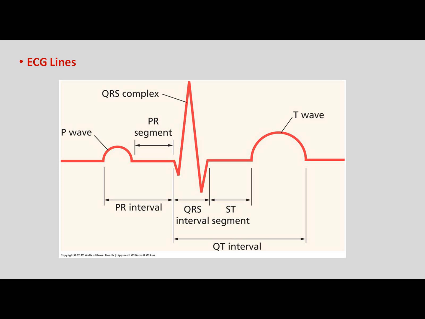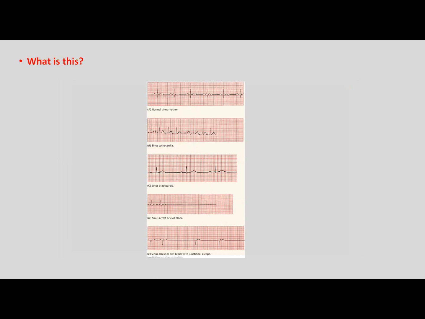P wave is what? Atrial contraction. Left atrial contraction is what part? Second part. Right. Those who have COPD or pulmonary hypertension, which part will become taller? First part.